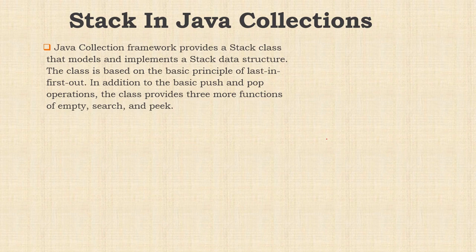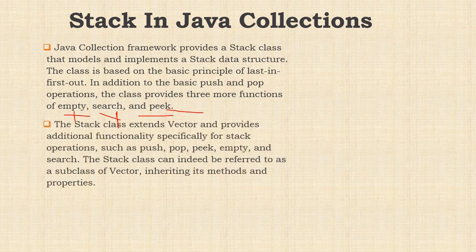In addition to the basic push and pop operations, the class provides three more functions: empty, search, and peek. So these are the key methods of stack: push, pop, empty, search, and peek. Peek means we can fetch the top element. Search, we can search by index. Empty, you can check whether it is empty or not. Push means insert, and pop means delete. So all the key methods are declared here.